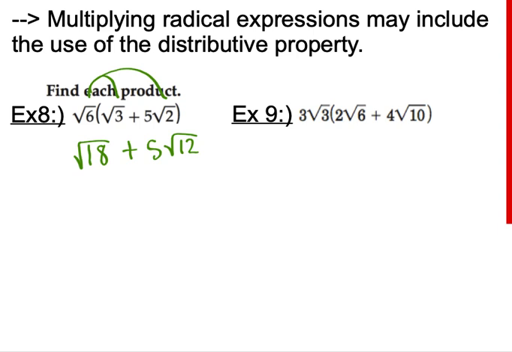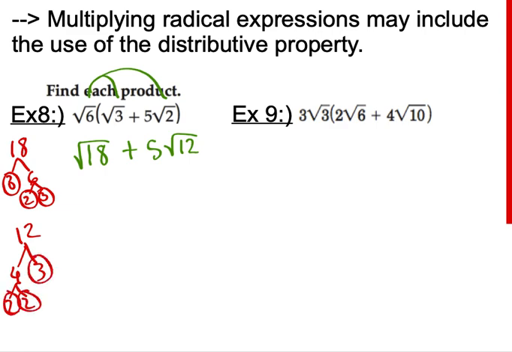Now, 18 and 12 can both reduce. 18 is 3 times 6, which is 2 times 3. And 12 is 4 times 3, which is a couple of 2's, giving us the square root of 2 times 3 times 3, plus 5 times the square root of 2 times 2 times 3, which can simplify down.